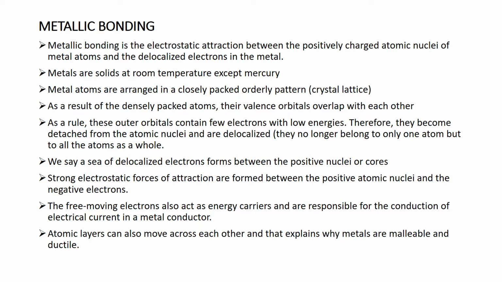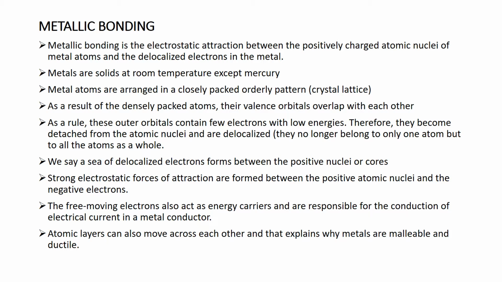Metal atoms are arranged in a close packed orderly pattern like a crystal lattice, like the one we saw on the previous slide. As a result of the densely packed atoms, their valence orbitals overlap with each other, and the outer orbitals contain few electrons with low energies, so they become detached from the atomic nuclei and delocalized, so they just wander around the atomic nuclei. We say a sea of delocalized electrons forms between the positive nuclei or cores.